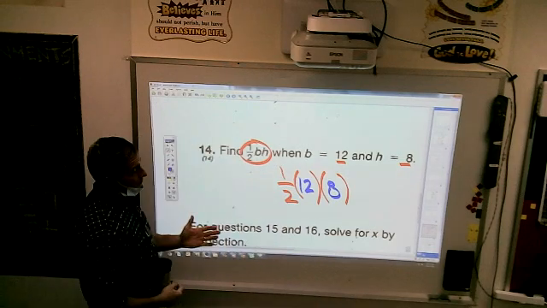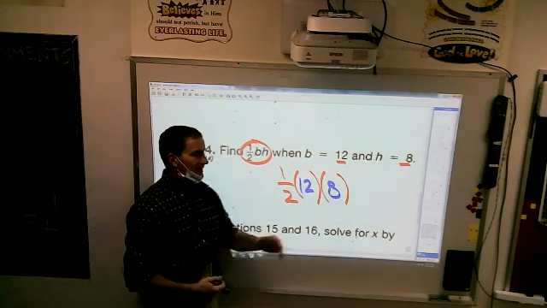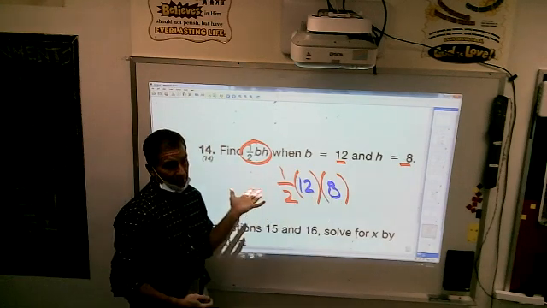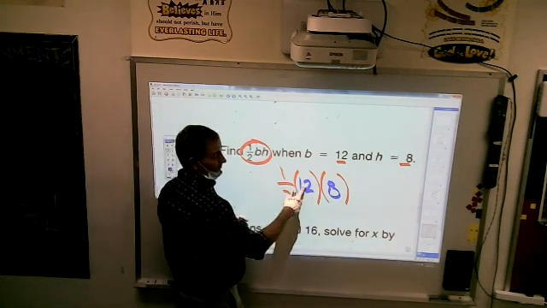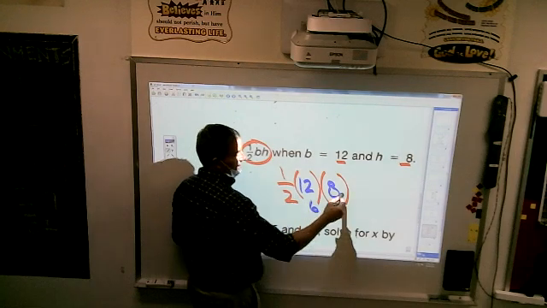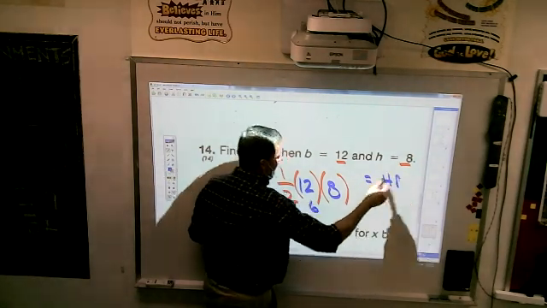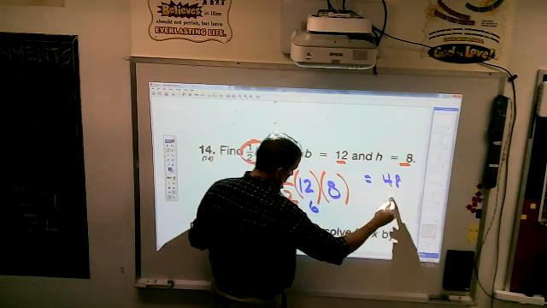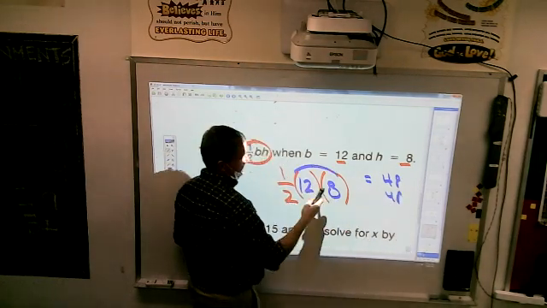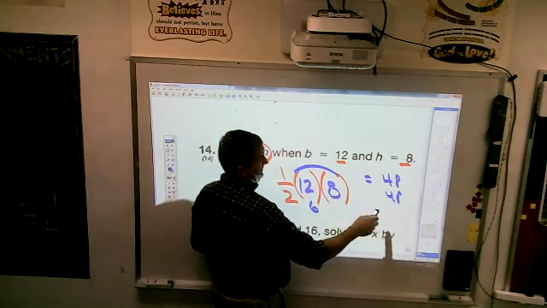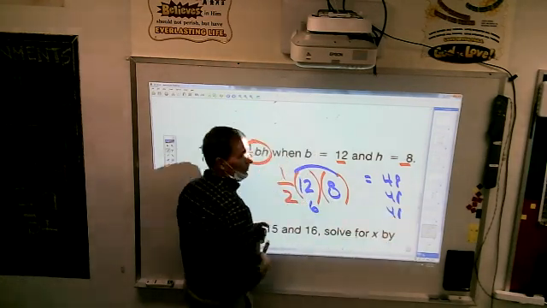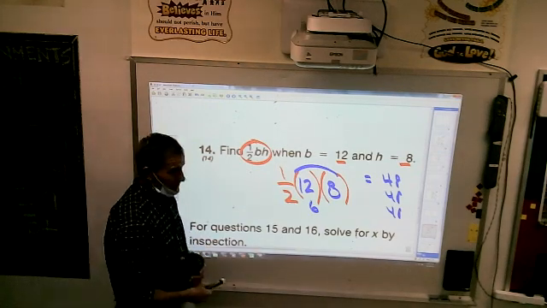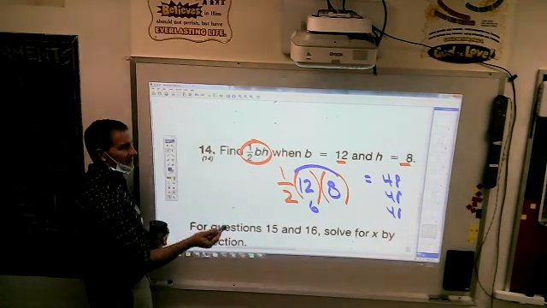And the nice thing with multiplying, you're taking 1/2 times 12 times 8. As long as it's all multiplication, you can do it in any order you want. In other words, I could take half of 12 and get 6, and 6 times 8 is 48. I could take half of 8 and get 4. 4 times 12 is 48. I could multiply these together first and get 96, and take half of 96 and get 48. Whatever way works easiest for you.